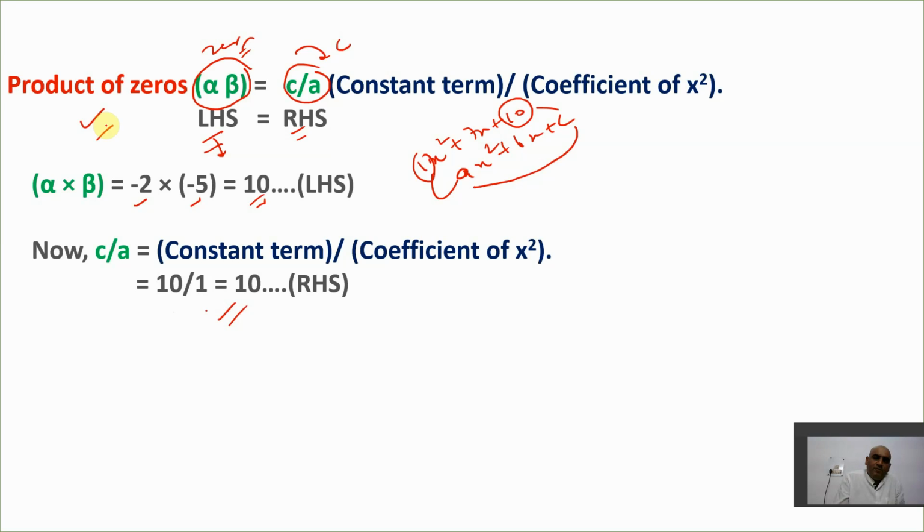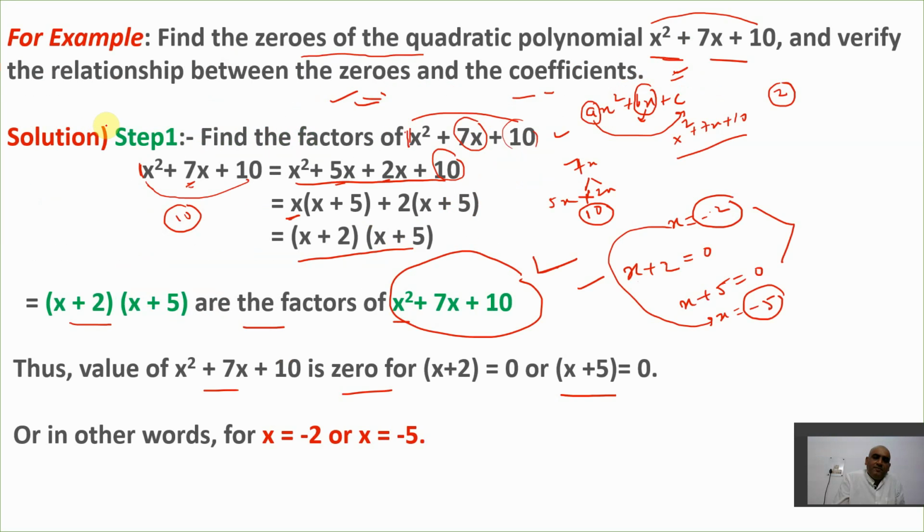Because we can only verify it once we know the zeros, right? So in order to find the zeros, first of all, we need to find the factors of this particular equation. Whatever factors we get, we have to put each factor equal to 0. Then we get the values of x. That value of x will become what? The zeros of that particular equation. I hope you get this point, right?